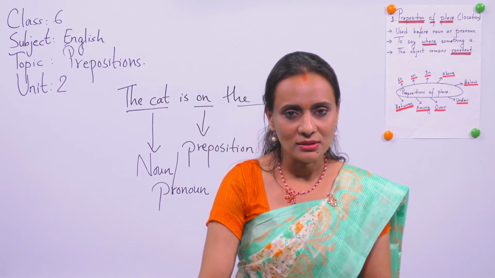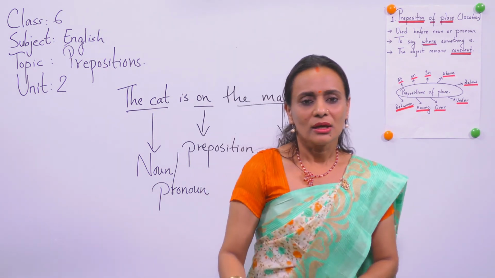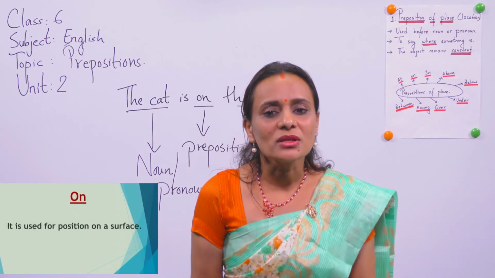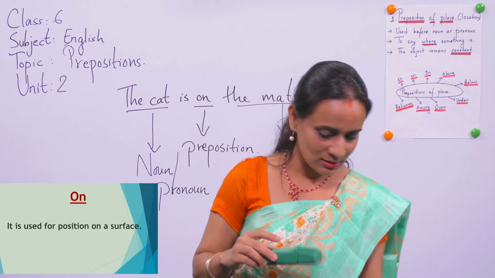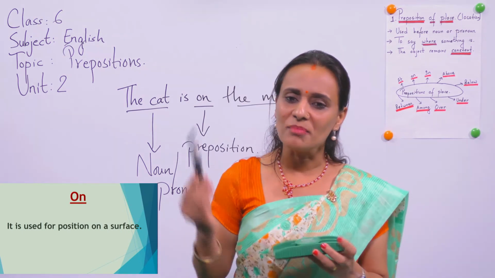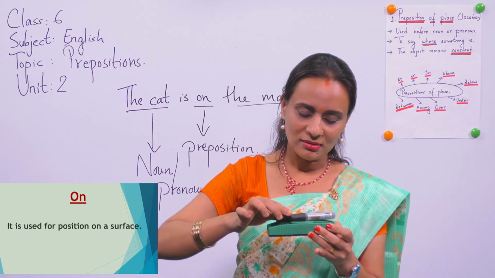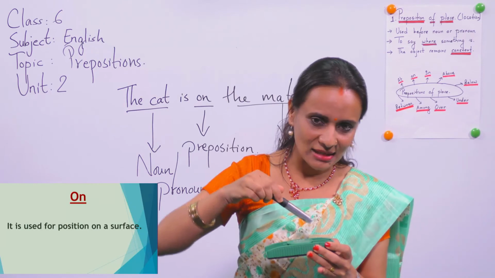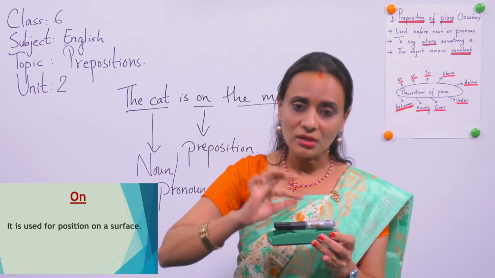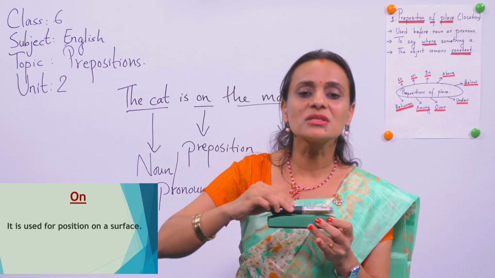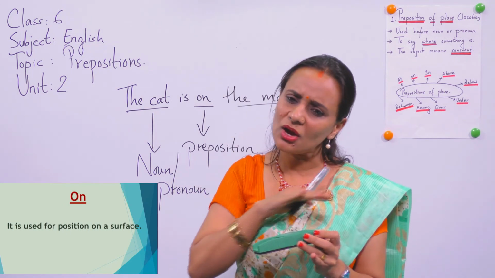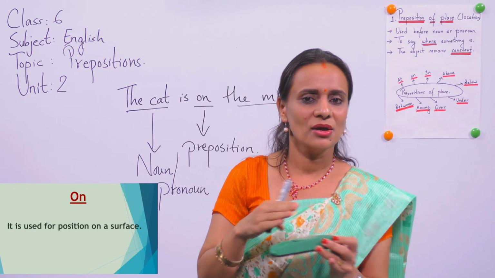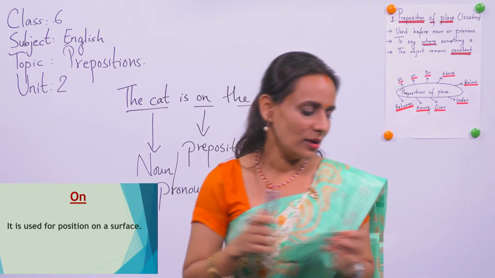Now let's see another. We have on. Okay, on is used for the position on a surface area. Just like this is a duster, isn't it? This is a duster and this is the marker. Where is the marker? Is it inside? No. It is on the duster. It's on the surface area of the duster, not inside. Just on the surface area, not getting inside. For that we use on.